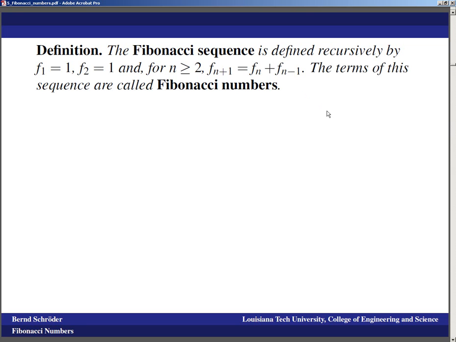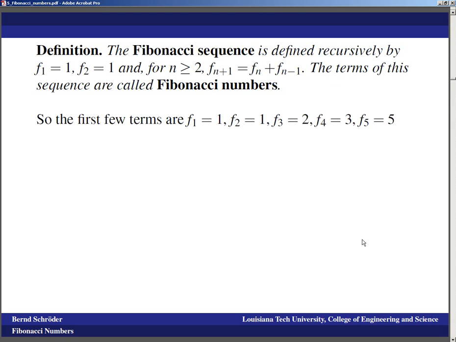Okay, so the terms of this sequence are also called the Fibonacci numbers, and it's a really nice exercise in two-step recursion to see what the first few terms are. F1 is 1, F2 is 2, F3 would be 1 plus 1, which is 2, F4 is 2 plus 1, which is 3, next comes 5, next comes 8, next comes 13, next comes 21, next comes 34, next comes 55, next comes, well, it keeps going like that.